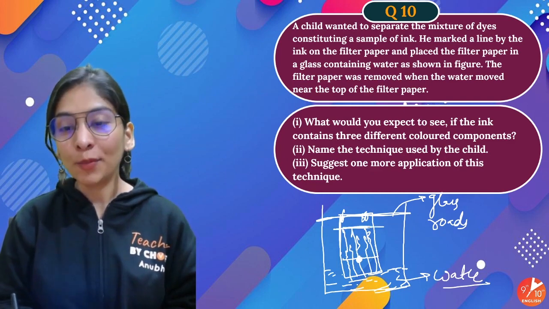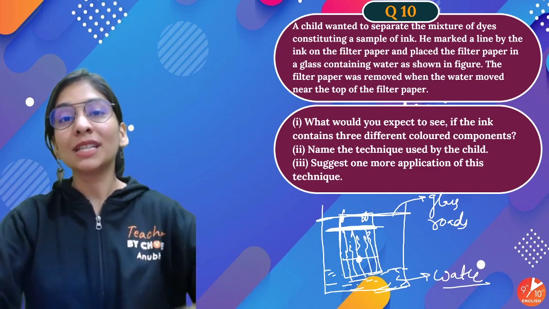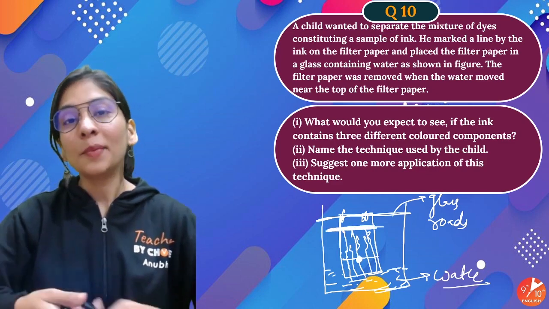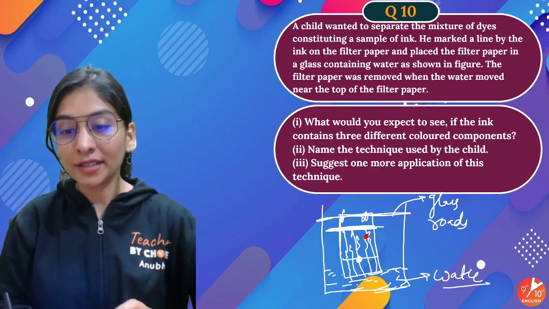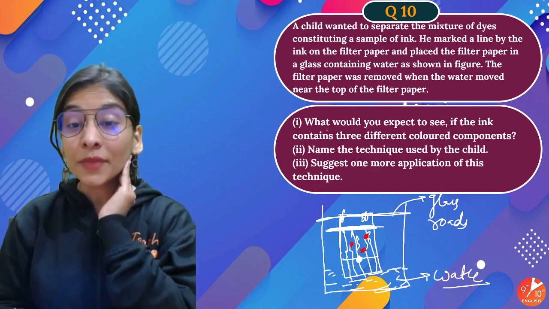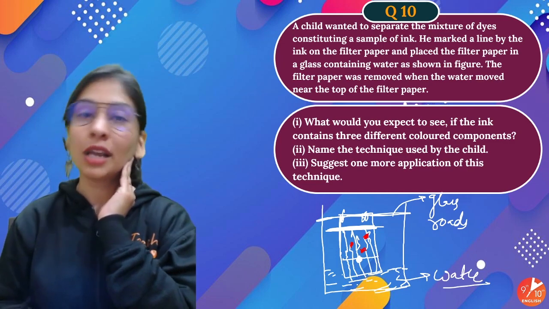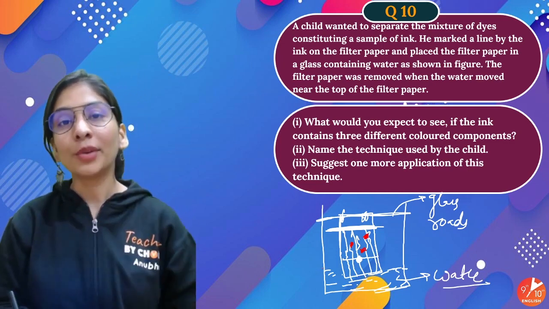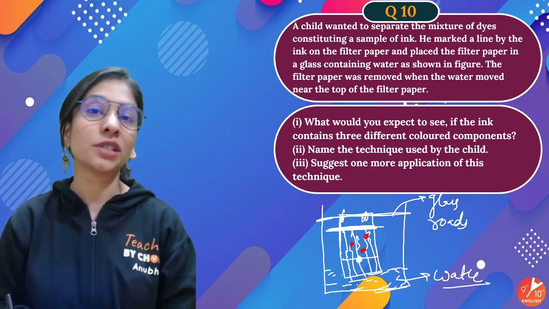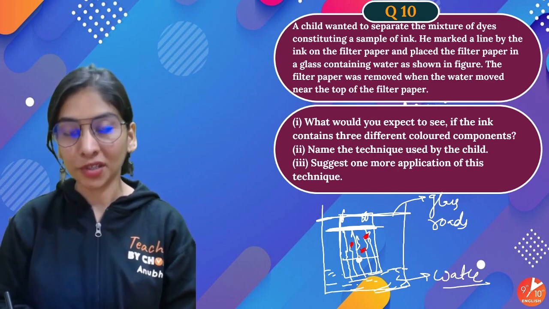with water. Suppose I have raised the water till this point, and we'd be able to see different color spots on the paper depending upon their solubility. Suppose one is here, one is here, one is here, and so on. Now it's asking, what would you expect to see if the ink contained three different colored components? As I told you, the component that's maximum soluble in the solvent water will rise at the highest position. The one that's minimum soluble will come at the lower position.